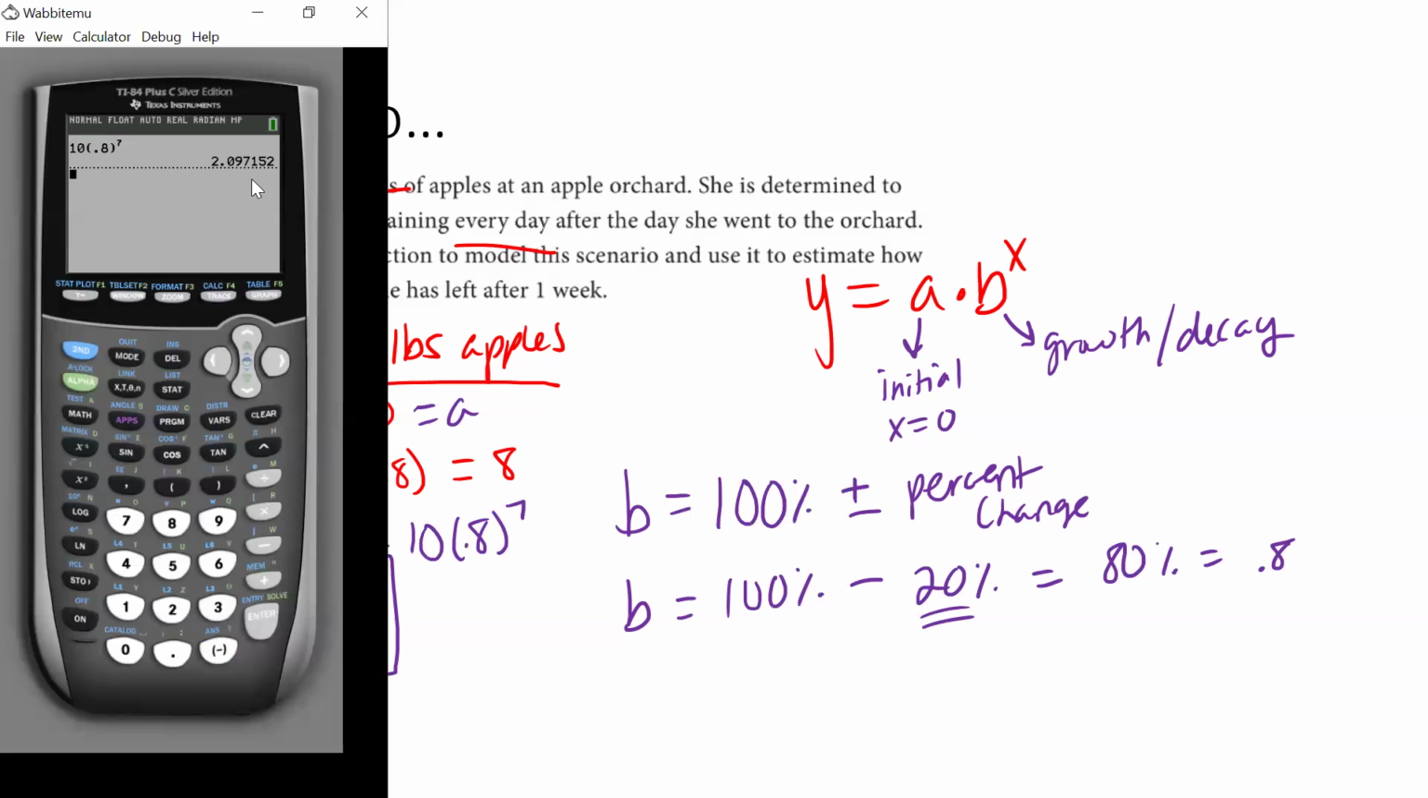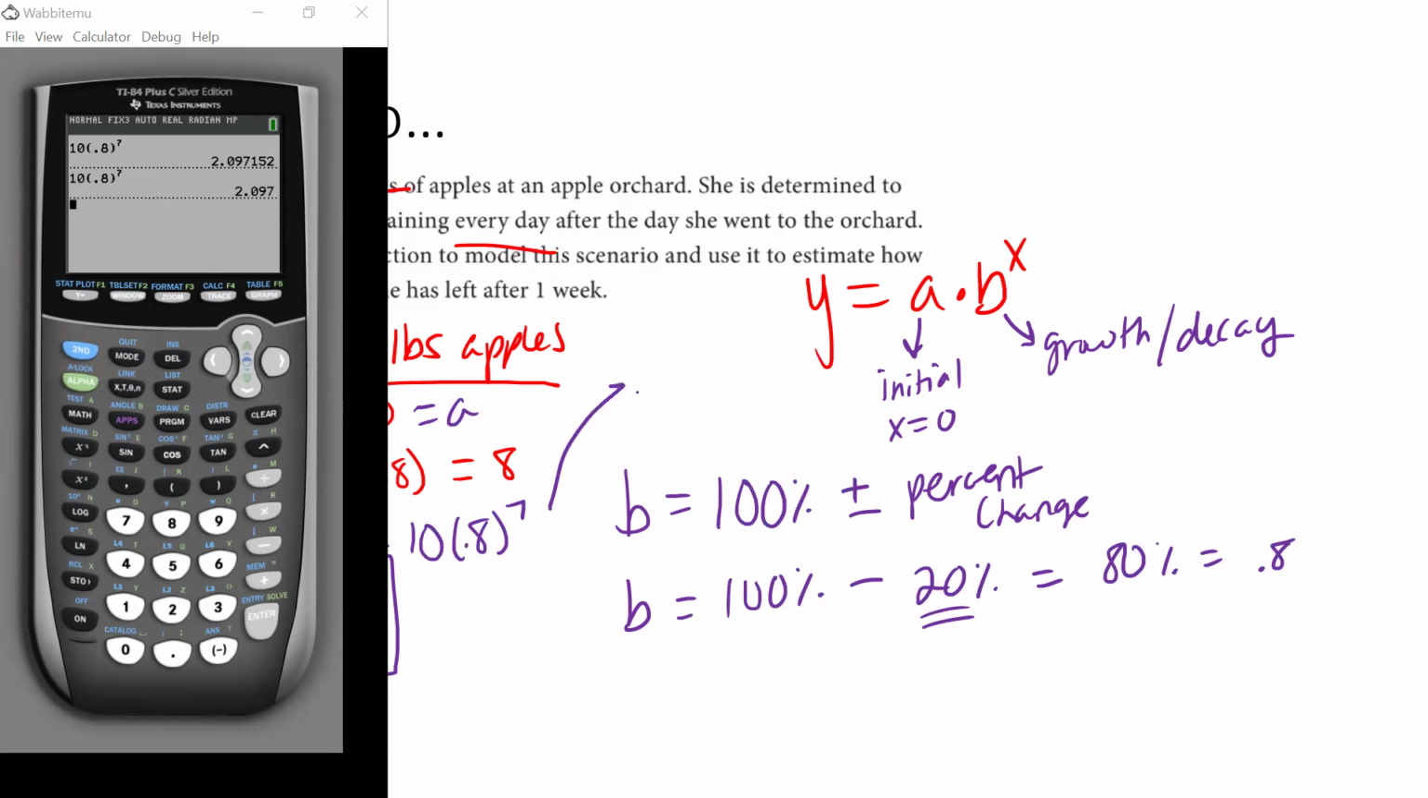If you're not good at rounding, what did we talk about doing? Anyone remember? 5 and up is 8. If you're not comfortable, how can I make the calculator round for me? Mode. Change. There we go. We can make it float and round for us. So if rounding isn't your strong suit, you can go to mode 3 and it will round for you. Does that make sense? So she has about 2.097 pounds of apples left.